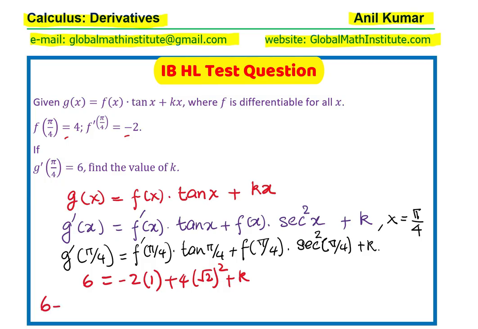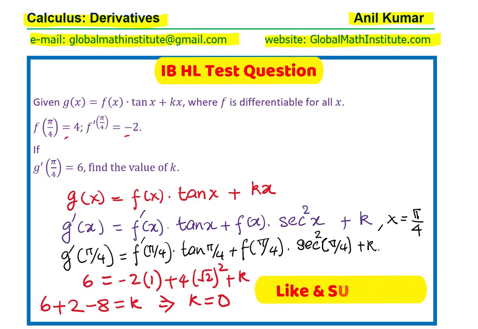It will give us 6 plus 2, and 4 times 2 is 8. So we'll do minus 8 is equal to k. So that gives you the value of k as equal to 0. So that becomes the solution of this particular condition, right? So we have seen how to work with product rule of trigonometric functions and solve a problem.